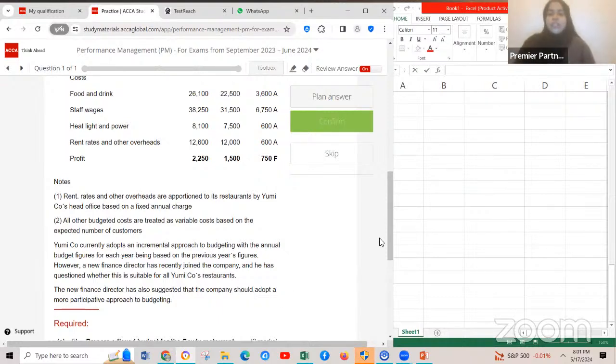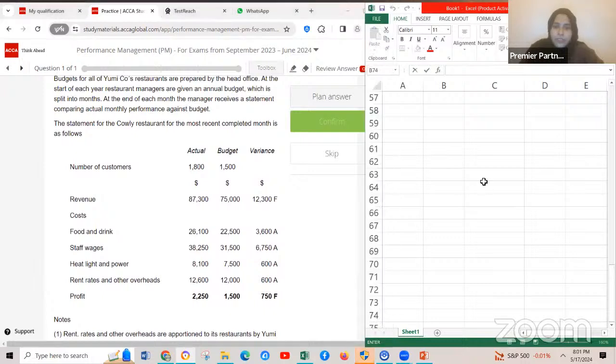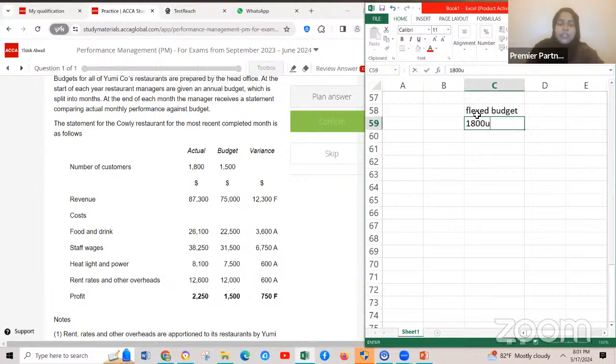Okay, the first question is asking you to prepare a flex budget for the Kavli restaurant. So they just want you to flex the budget. That is for 1,800 units. So revenue will be 75,000 for 1,500 units. That means how much for 1,800?